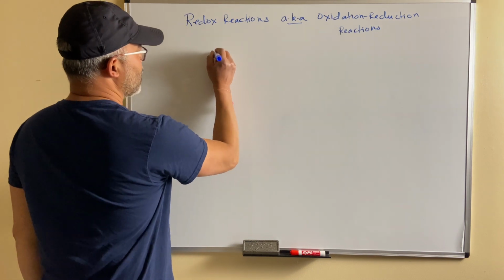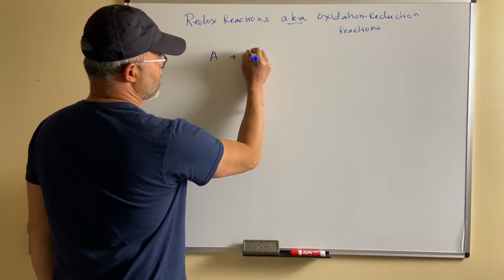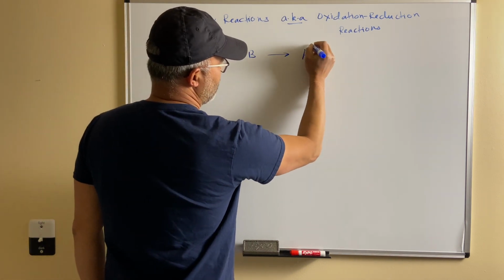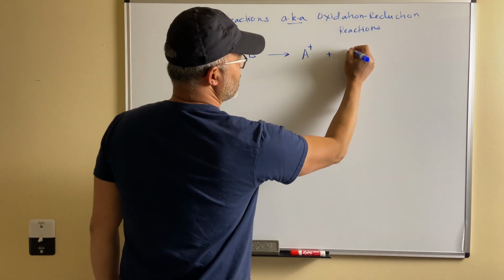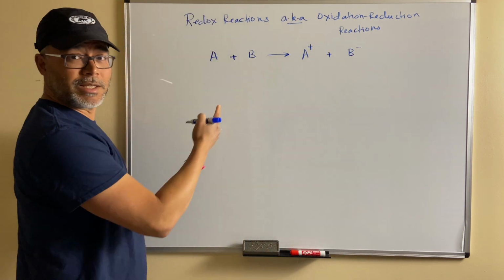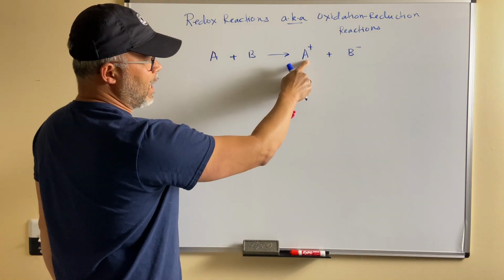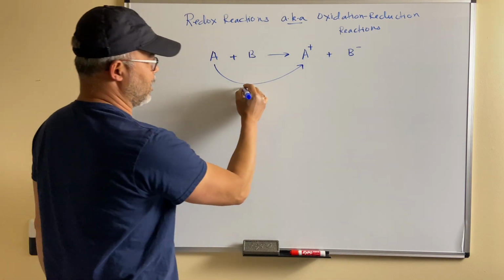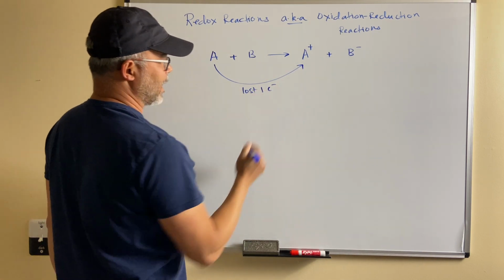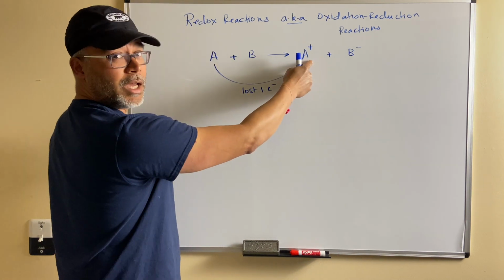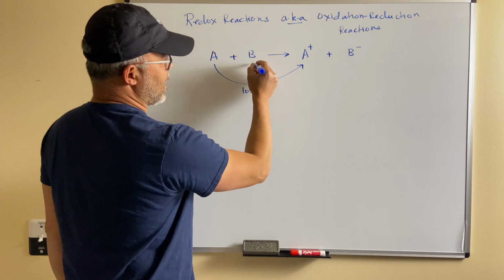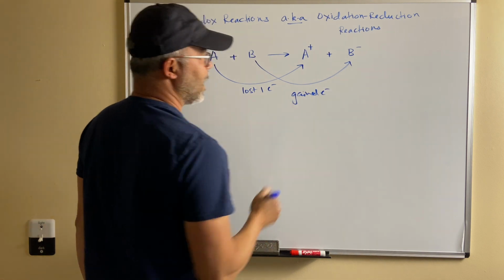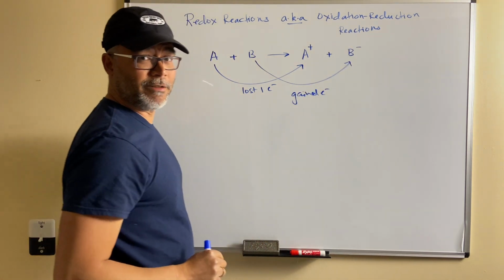So consider you have a reaction, let's say A plus B gives us A plus, so that's a positively charged ion, plus B minus. In this case, we can see that A actually lost an electron. So it lost one electron, and because it lost an electron, it became a positively charged ion. Now B, on the other hand, gained an electron, and because it gained an electron, it became a negatively charged ion.